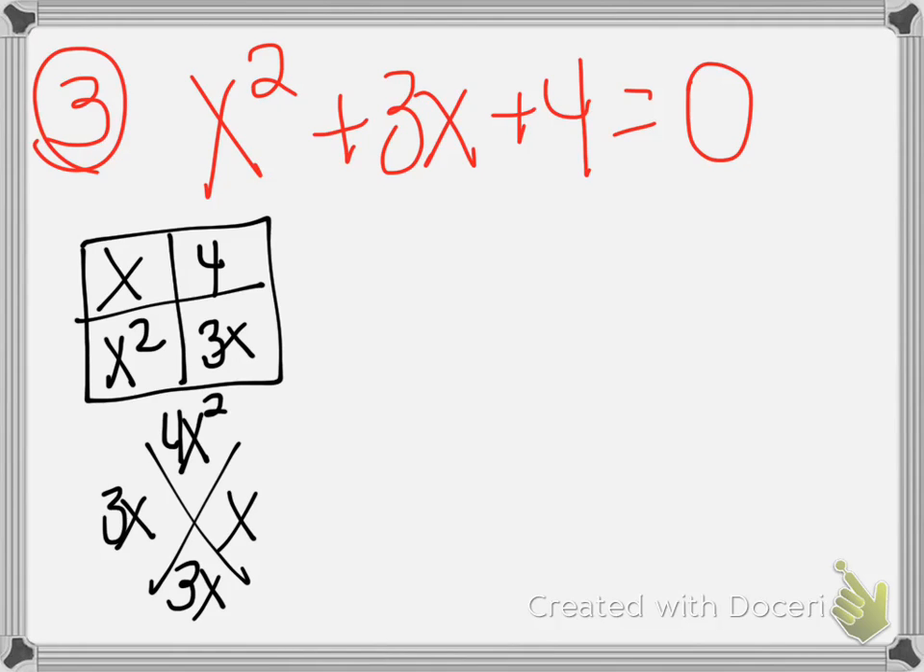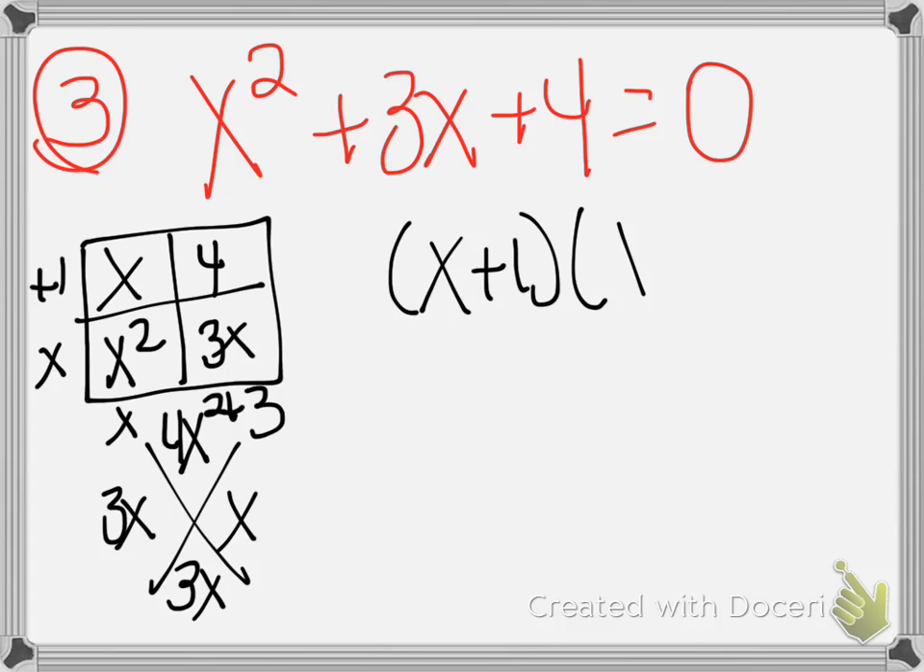And now we can find the outsides. x times x is x squared. We're going to get a plus 1 and a plus 3. So our factors are x plus 1 and x plus 3. And now that equals 0.